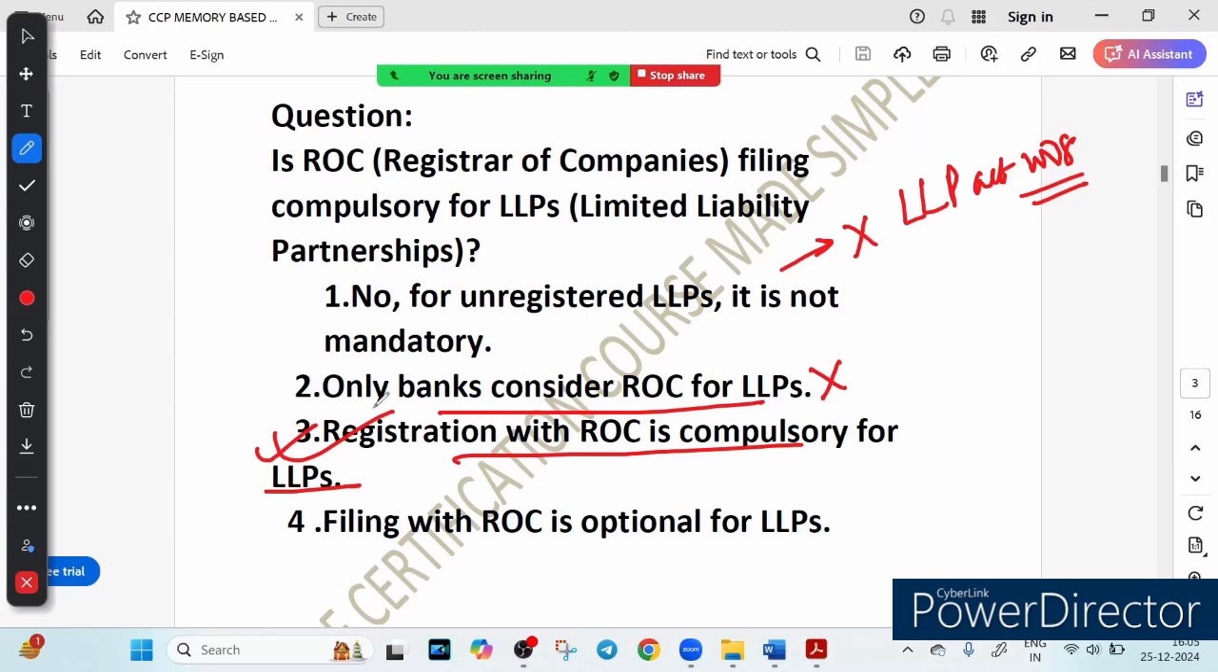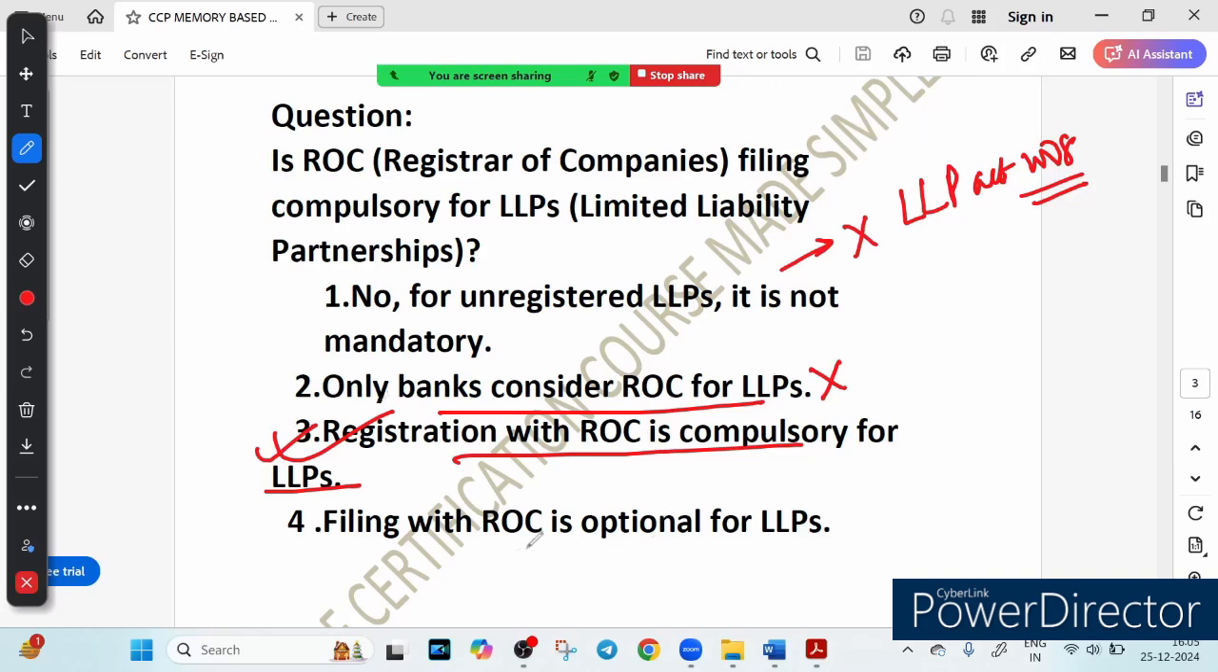See, filing with ROC is mandatory for LLP. It ensures legal recognition and compliance with regulations, such as filing annual returns and financial statements. Imagine you are starting a business as an LLP. Without registering with ROC, your LLP cannot legally exist or operate.